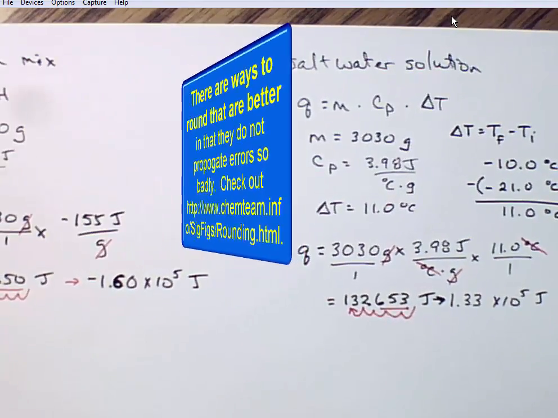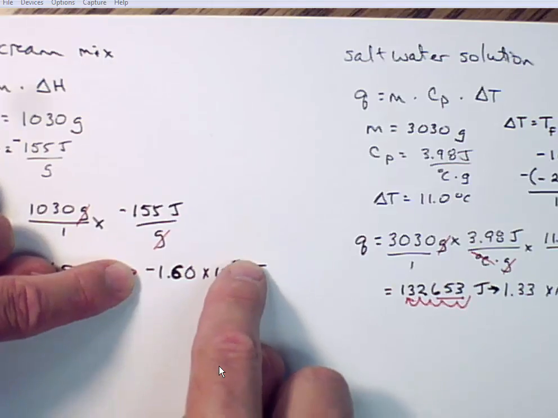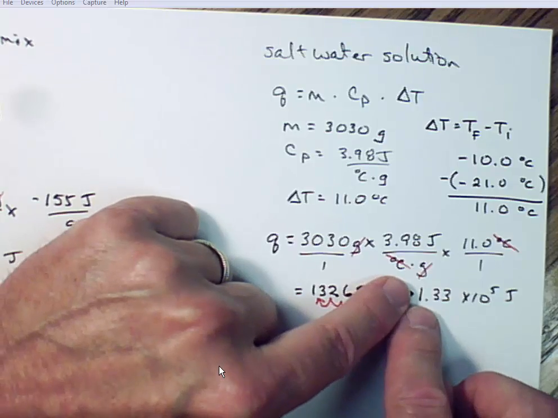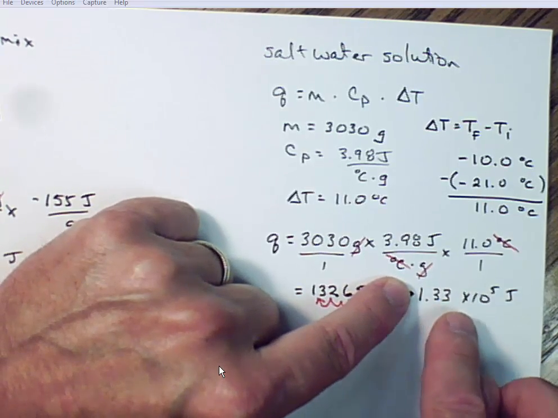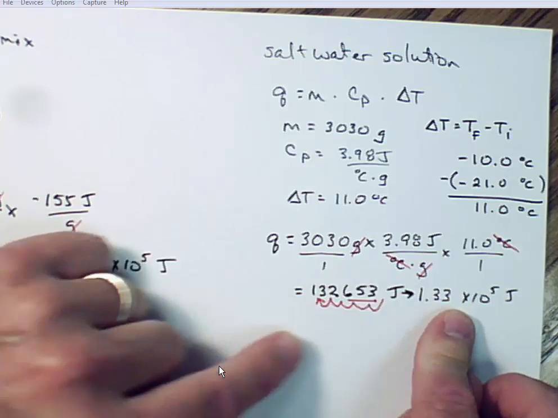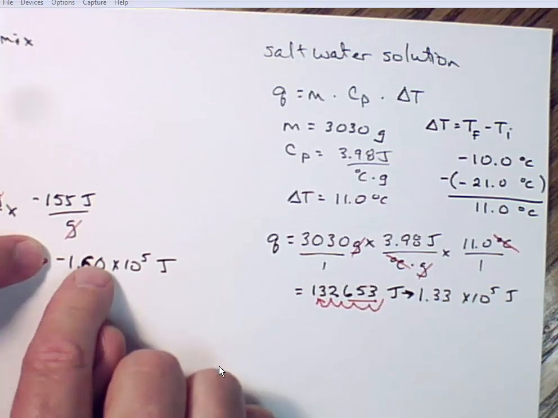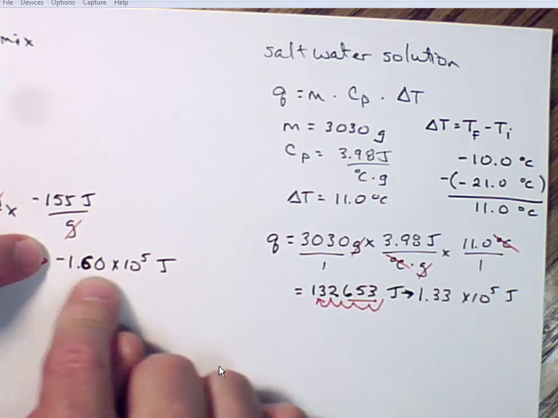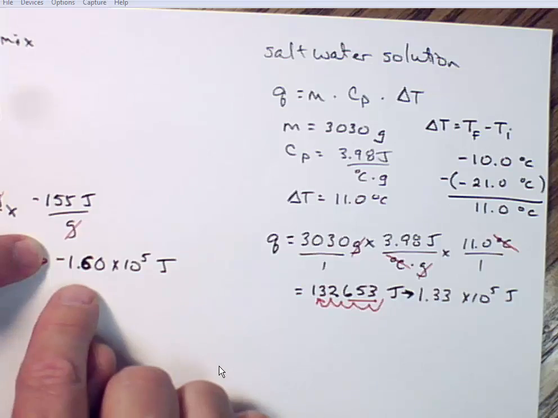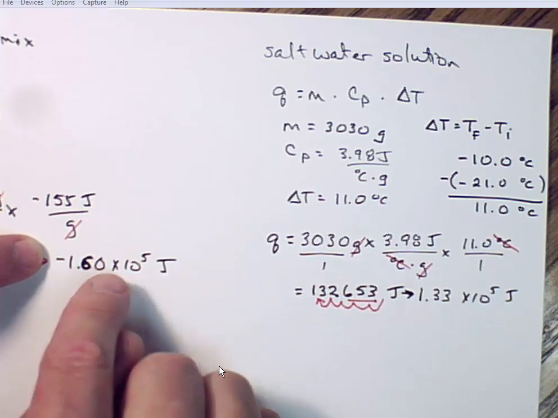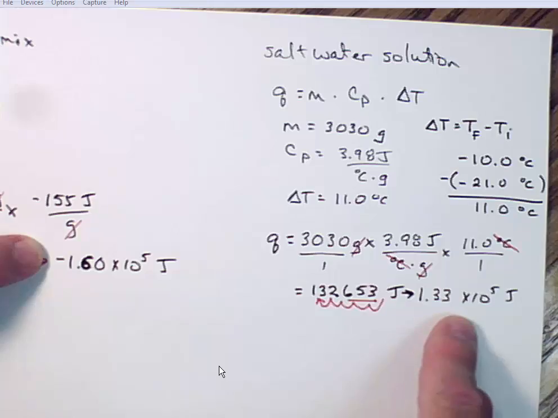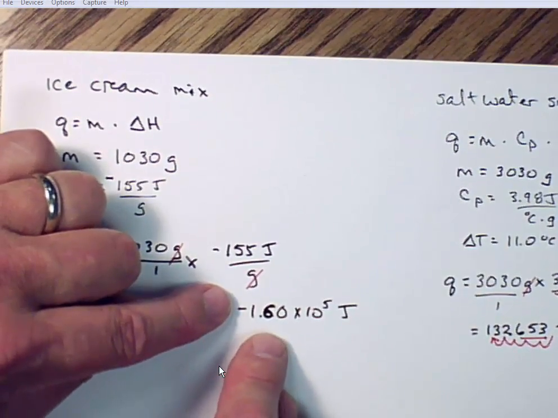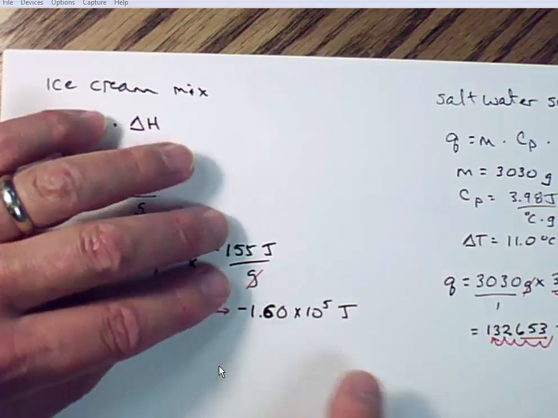So here's the question now. Is there enough capacity to absorb energy? Let's put it up here. Enough capacity to absorb energy in the salt water solution to completely take up all this energy that must be lost by the ice cream mix. Okay? Well, the absolute value of this is much larger. This number has to be bigger than this number to absorb all that energy. The ice cream mix has to give away this amount of energy if it's going to freeze completely.